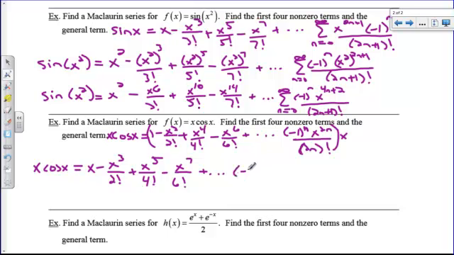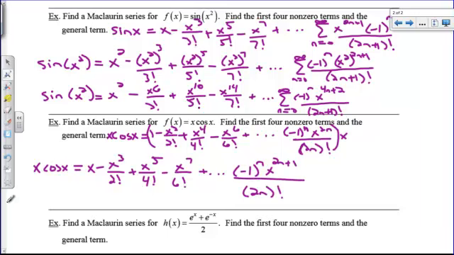Then for my general term, if I multiply x times x to the 2n, you add the degree of 1 to the degree of 2n, you get x to the 2n plus 1 power over 2n factorial.